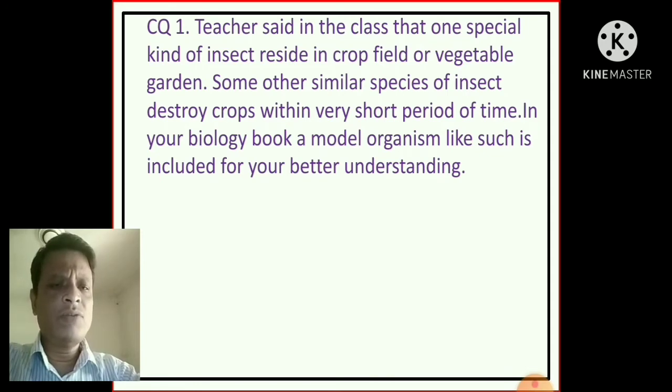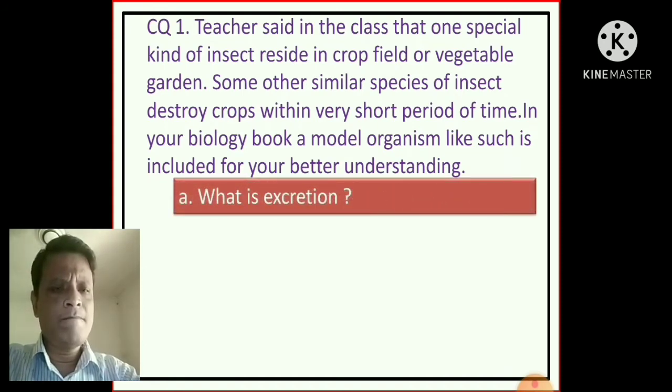First, I would like to discuss the first creative question, that is creative question number 1, the stem. The teacher said in the class that a special kind of insect resides in crop fields or vegetable gardens. Some other similar species of this insect destroy crops within a very short period of time. In your biology book, a model organism like this is actually included for your better understanding.